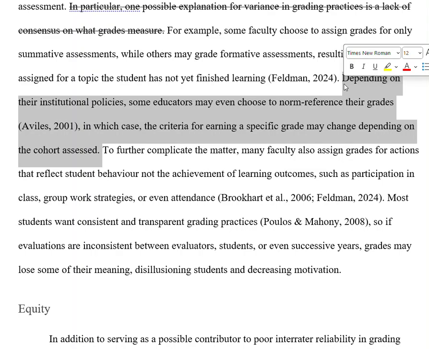In normative grading, students are compared to each other and given grades accordingly. If there's a specific set, so talk about whether there's a required set of A's, B's, and C's, and therefore these aren't valid measures of learning. They're created on norms and a bell curve. Okay, so that would be your third point. And then to complicate the matter, many faculty assign grades for actions that reflect student behavior. That's a good one. So that's the fourth one.